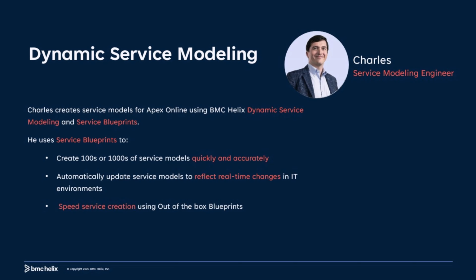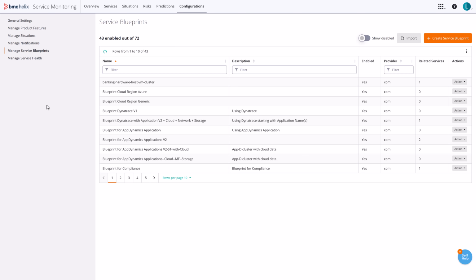Charles is a service modeling engineer who uses BMC Helix innovative blueprints to automatically build and maintain service models. The process begins by ingesting topology data from BMC Helix solutions, third-party monitoring tools, and other sources. This data is then normalized and reconciled across the disparate sources and stored in a graph database.